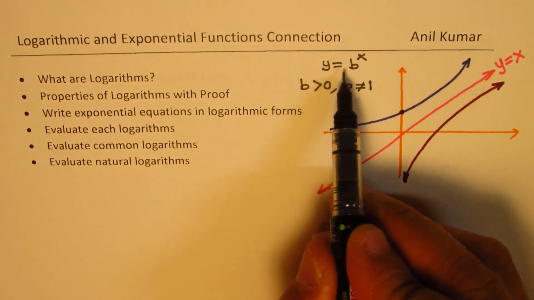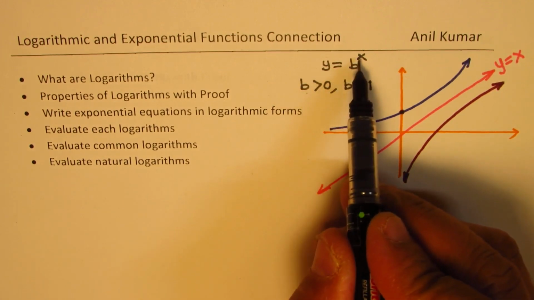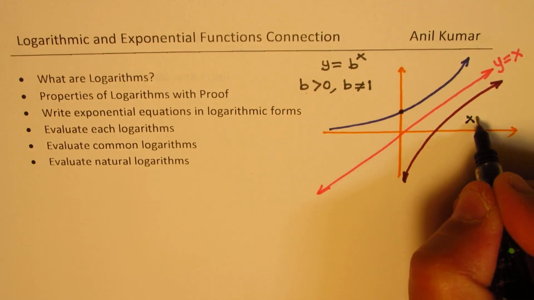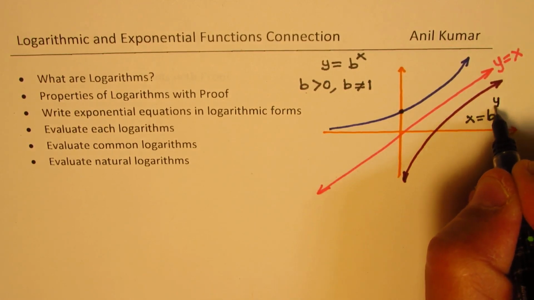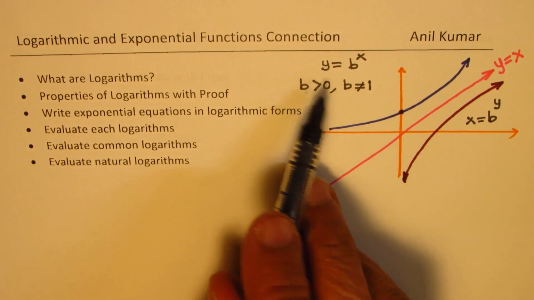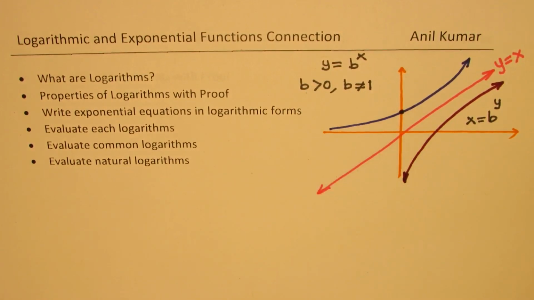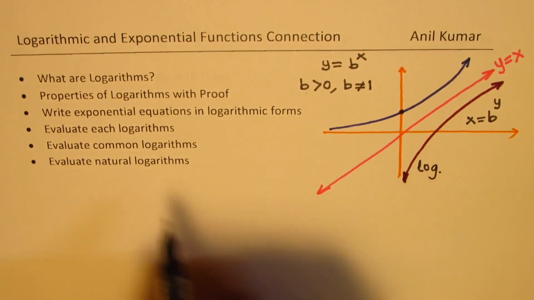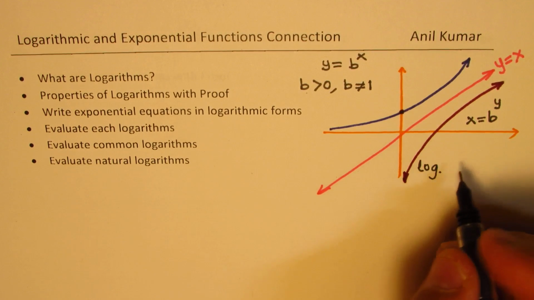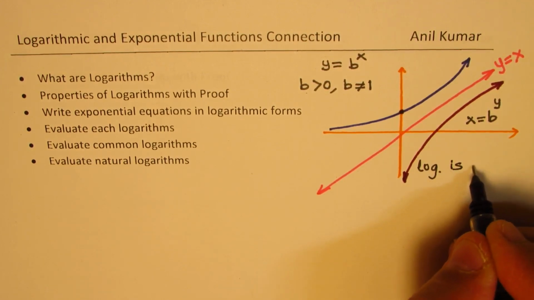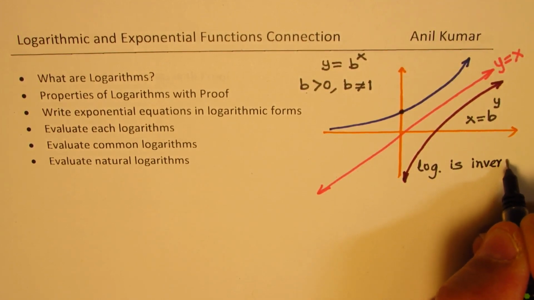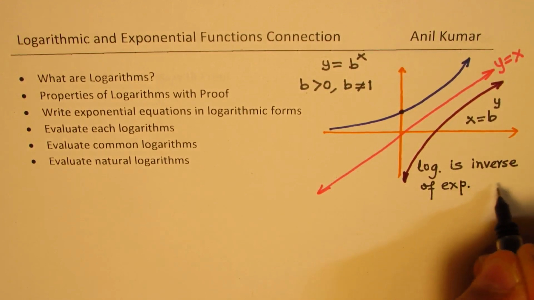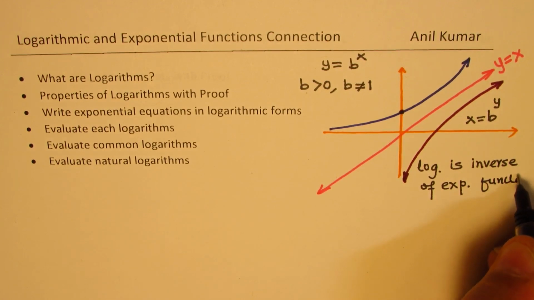So when I'm writing y equals b to the power of x, the inverse is to swap x and y, right? So I could write this as x equals b to the power of y. Do you see that part? So that is what the logarithmic graph is, right? So what we learn from here is that in short, we just write log for logarithms. So log is inverse of the exponential function. Is that clear?